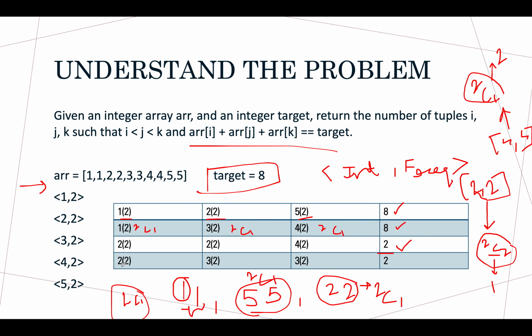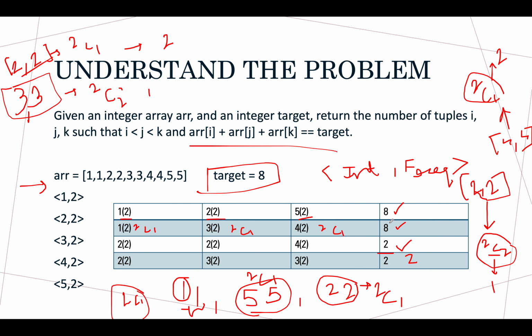Similarly, the fourth case is 2, 3 and 3. How many 3s are there? Two 3s are there. How many 2s are there? Two 2s are there. So what would be the total number of ways? Out of these two 2s, you have to select any one of them, so 2c1 is the number of ways, and out of these two 3s, you have to select both of them, so the number of ways will be 2c2. When you multiply these two, the answer would be 2, because this is 2 and this is 1. So 2 into 1 is 2, so this gives you another 2, and the total number of ways would become 20. 8 plus 8 is 16, then we have 2, then we have 2 again.